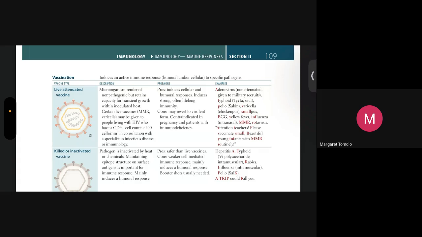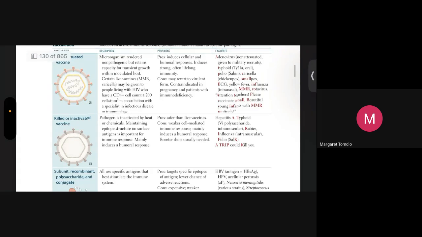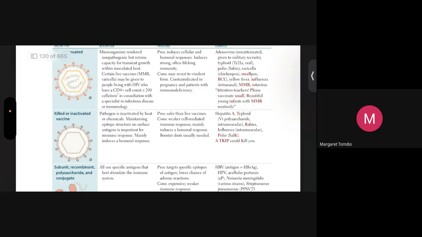Okay, so here you can see the other ones as well. The influenza intranasal is live, but influenza intramuscular is killed. The polio Sabin is live, but the Salk is killed. Okay, so these are the differences which you have to just keep in mind. The other one is killed. If you just give a killed vaccine, we just kill them. So still, you can train your body with it, right?